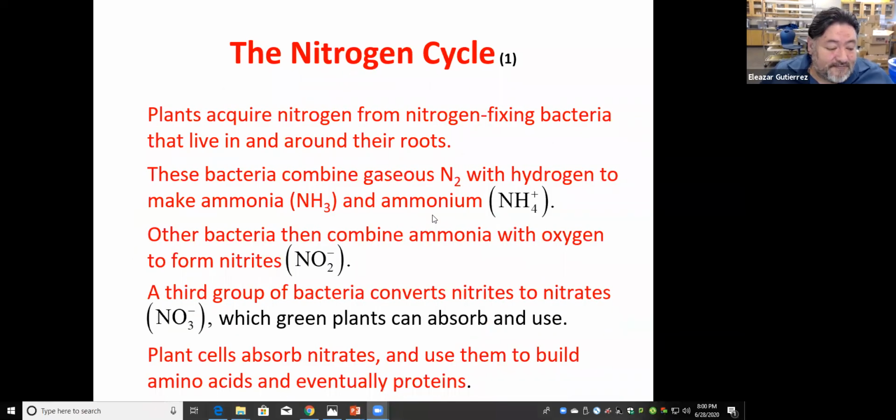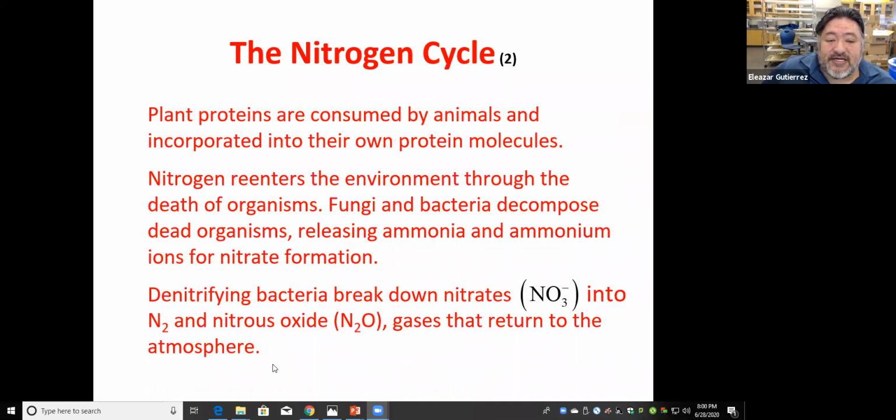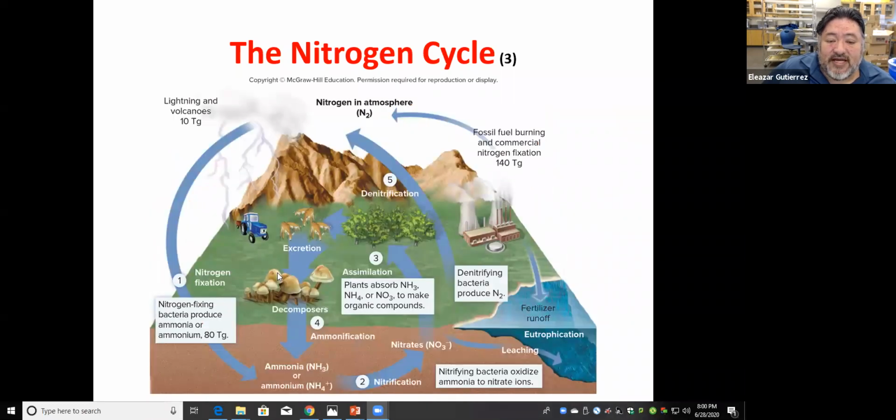The nitrogen cycle, okay? So plants acquire nitrogen from nitrogen-fixing bacteria that live in and around their roots. This is very interesting because this is one of the few cycles that require bacteria. These bacteria combine gaseous nitrogen with hydrogen to make ammonia and ammonium. Other bacteria then combine ammonia with oxygen to form nitrites. A third group of bacteria converts nitrites to nitrates, which green plants can absorb and use. Okay, so this is incredible stuff. It really is. Contemplate.